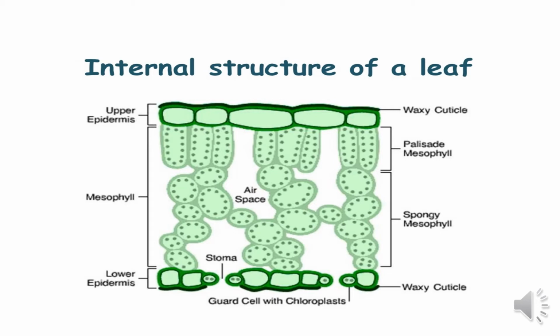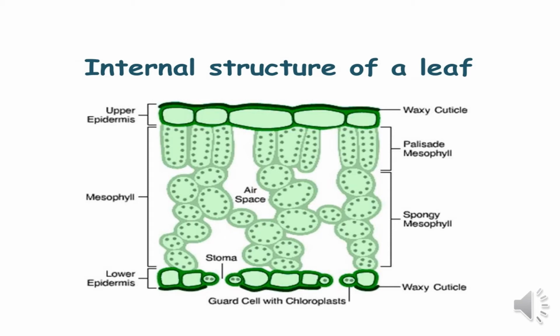Now next to the upper epidermis, there are palisade mesophyll cells, which are elongated cells. You can see in the diagram that elongated and compactly arranged cells are present, and they have the maximum number of chloroplasts. Chloroplast is basically the organelle responsible for the process of photosynthesis. So the palisade layer has the maximum number of chloroplasts.